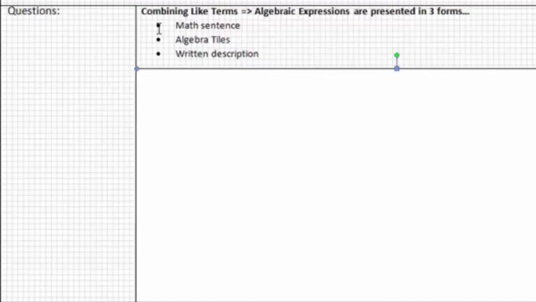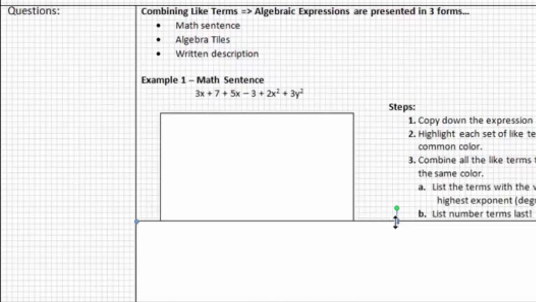So a few things should seem familiar from the last video. We talked about terms, variables, and expressions. So now we're going to look at how we can simplify them. In our textbook, when we're combining like terms, the algebraic expressions are presented in three forms. They might give us a math sentence, they might give us algebra tiles, and they might give us a written description. So we're going to do an example of each. Here's our first example.